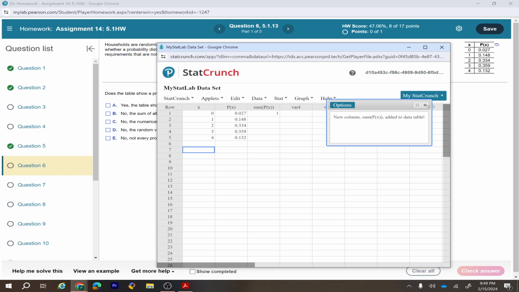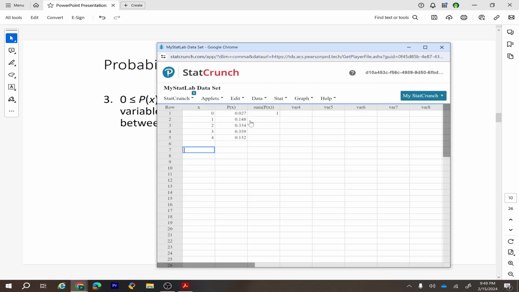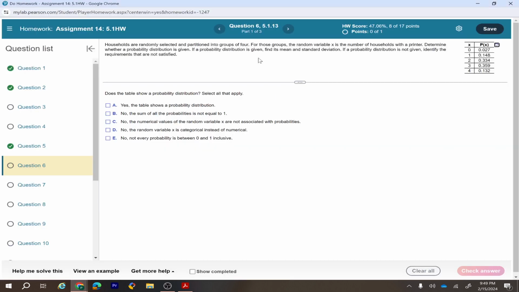This one is 1. So the outcomes are numerical in nature, and the sum of p of x is 1. The third criterion to be a probability distribution is that the probability has to be between 0 and 1. In this example, as you can see, all the probabilities are between 0 and 1. So the answer is yes, this is a probability distribution.